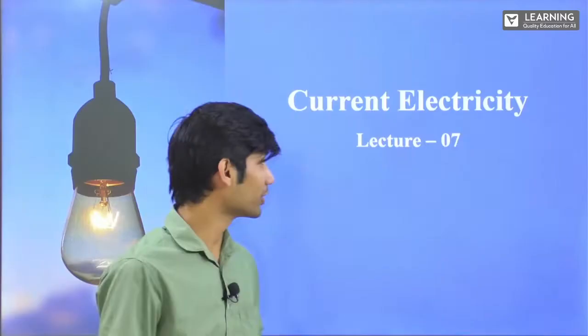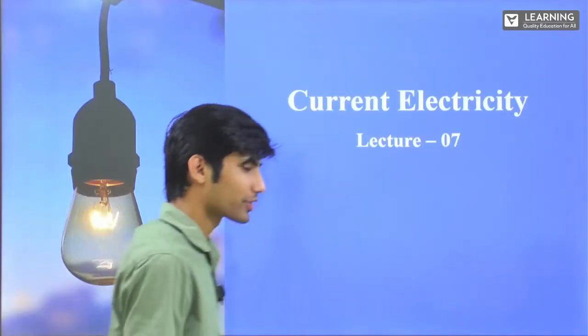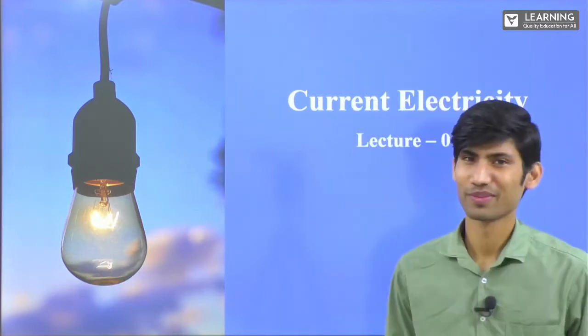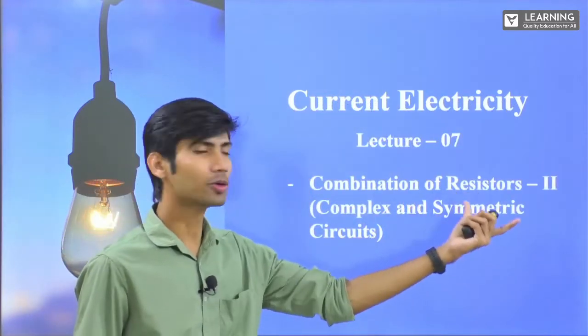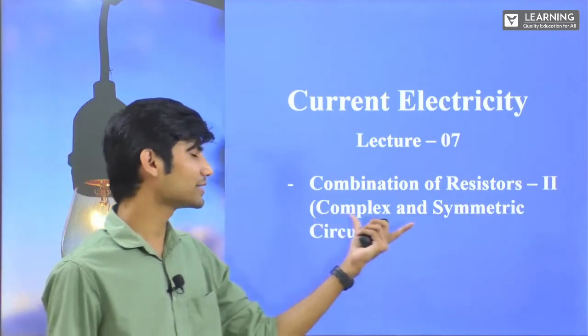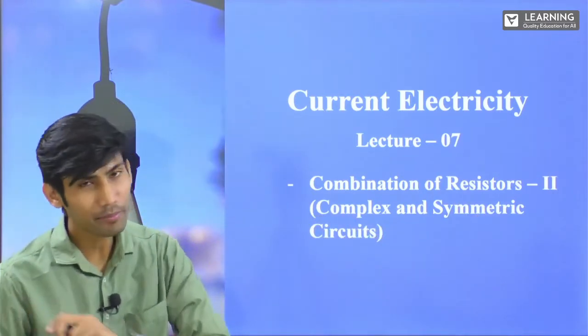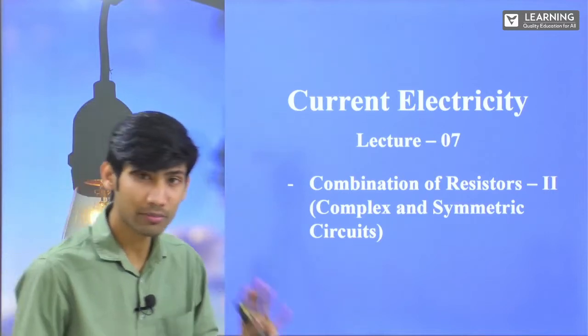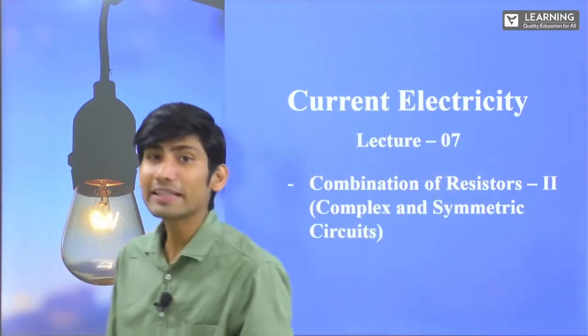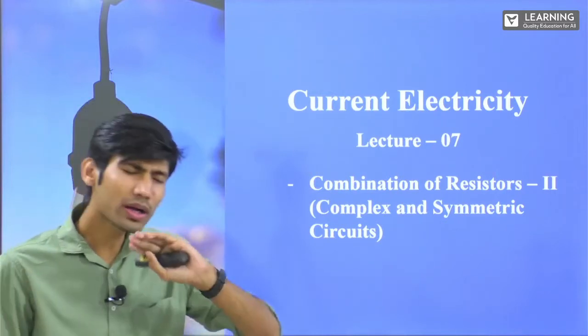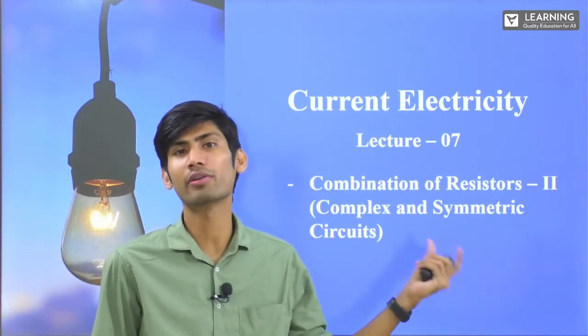Okay. We were doing current electricity, and this is lecture number 7. This lecture is combination of resistors part 2, where we'll be seeing complex and symmetric circuits. Very important session. I would like to tell you to watch the complete session till the end. All kinds of complex questions we are going to cover in this.